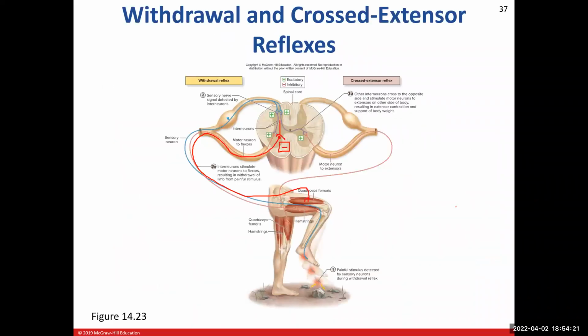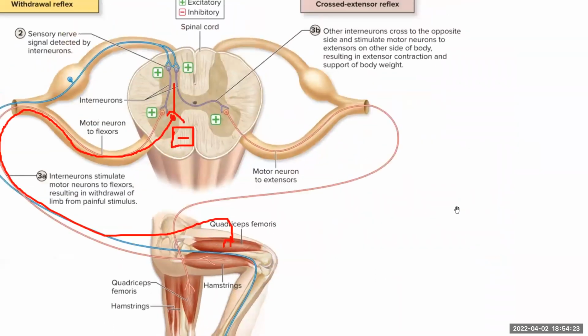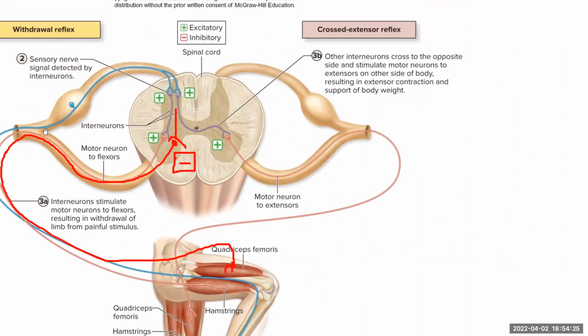Now you can pay attention to the right side of this picture. So here comes our nociceptive sensory input information from that painful rock. It comes over and it synapses onto this interneuron. And that interneuron crosses from one side of the spinal cord to the other. And now it'll be excitatory to the extensor muscle group, but in the other limb. And so it will stimulate the motor neuron to the extensor group.